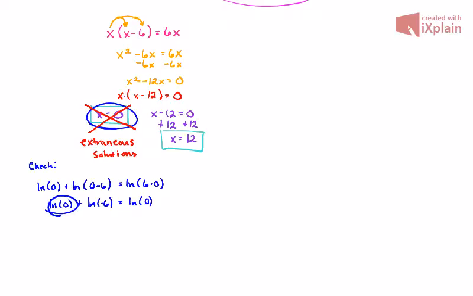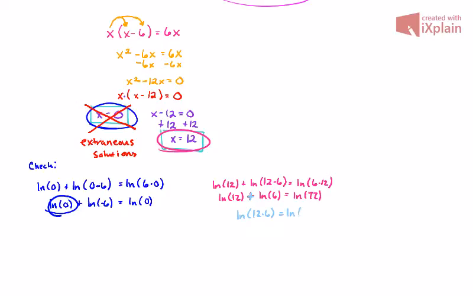So we'll go ahead and we'll check with the 12. So natural log of 12 plus the natural log of 12 minus 6 is equal to the natural log of 6 times 12. This becomes the natural log of 12 plus the natural log of 6 is equal to the natural log of 72. And if you recall, you can actually go through and use your calculator, but we can also use our properties again because, again, we have that plus sign that's happening in there. So this is going to give me the natural log of 12 times 6 on the left-hand side, and lo and behold, we would get a true statement. So this one does check out.